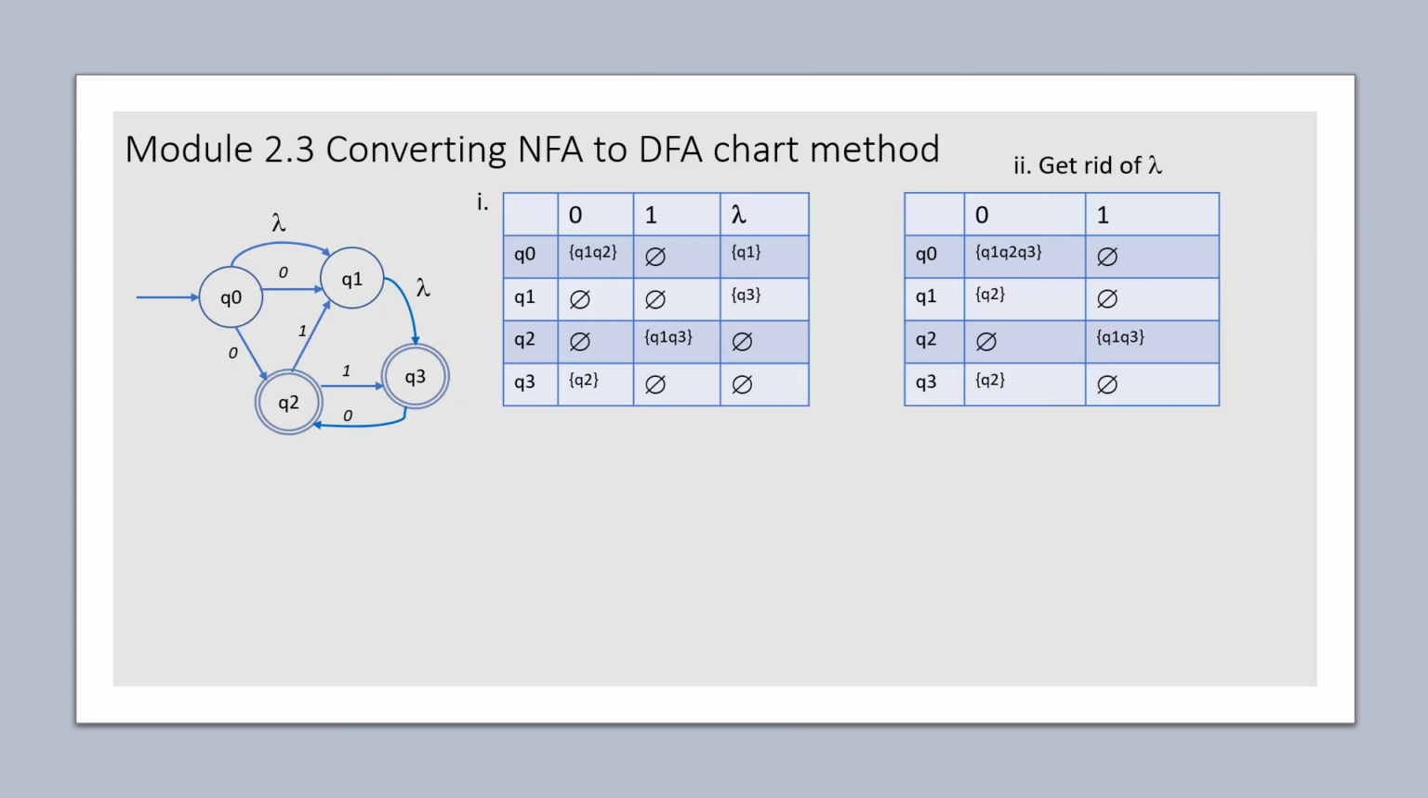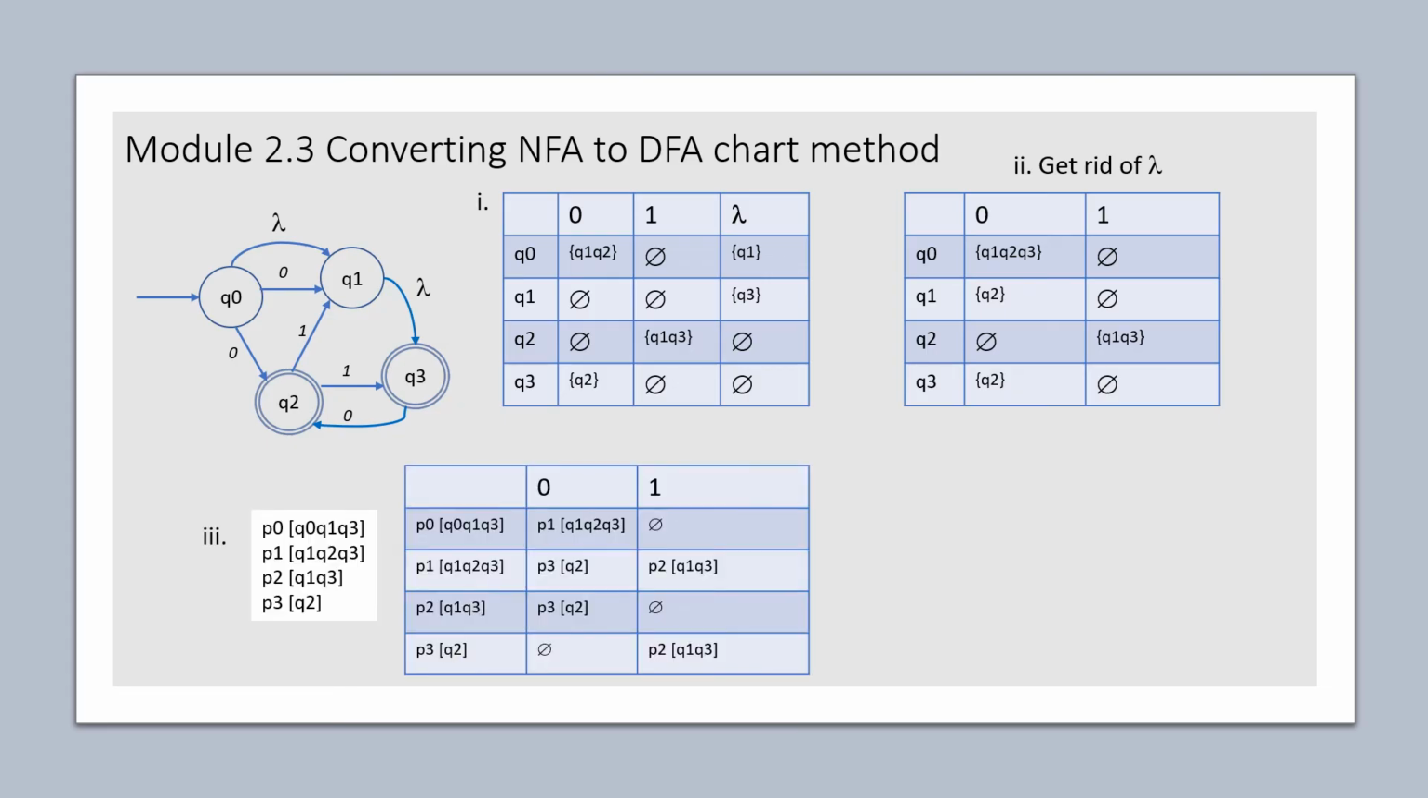Then step 3 is you create your new states. So we're going to create our new states for our DFA. So you look at the states we have created here. So what states have been created? We have a state that's been created called Q1, Q2, Q3. We have a state Q2. We have a state Q3. And we have an empty state.